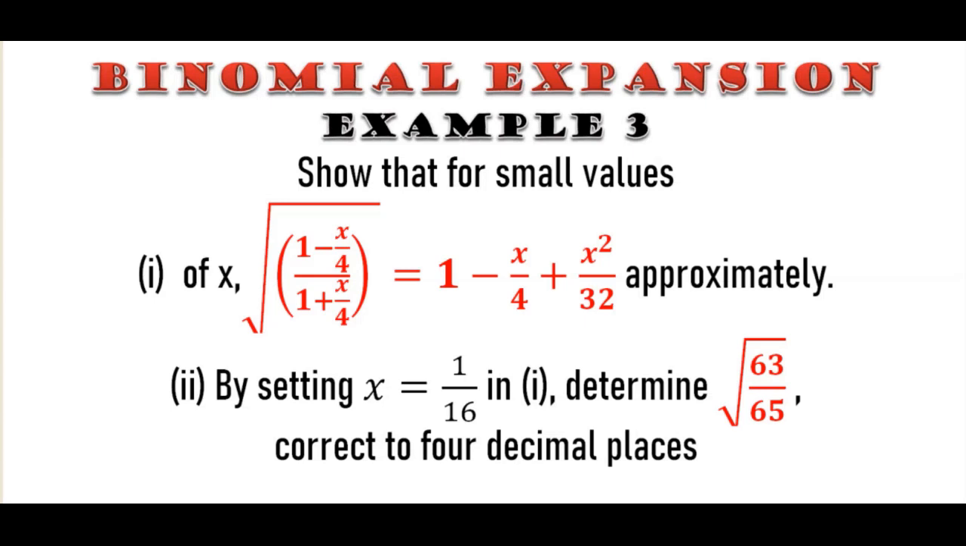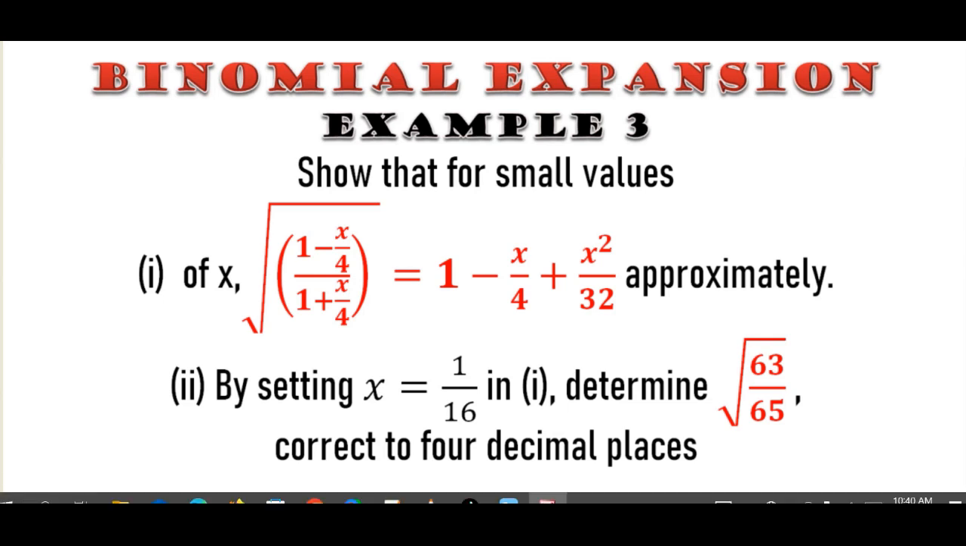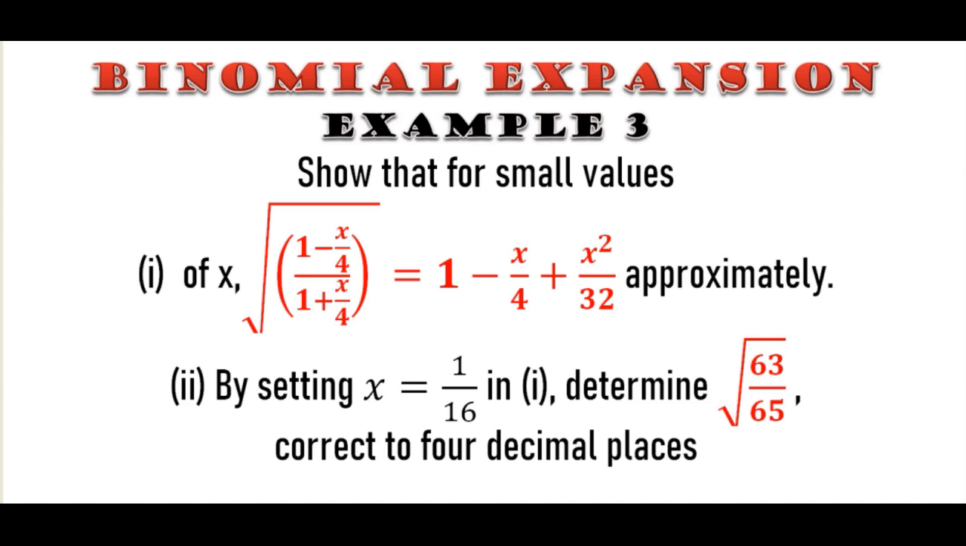Show that for small values of x, the square root of (1 minus x over 4) all divided by (1 plus x over 4) is equal to 1 minus x over 4 plus x squared over 32 approximately. Then by setting x to be 1 over 16 in the above, determine root 63 over 65 correct to 4 decimal places. So how do we approximate a binomial problem with real powers?